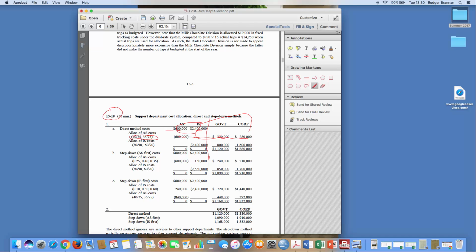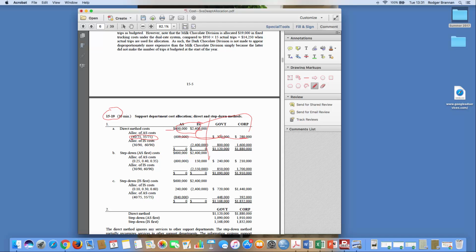And what they tell you is that administrative services does it on the basis of employees that are working on particular tasks. So for example, 25% of its employees are employed to help IS. 40% are employed to help government. 35% are employed to help corporate. Now with the direct method, I ignore that 25% here. And I'm going to take the 40 and the 35 added up and then proportionalize it.